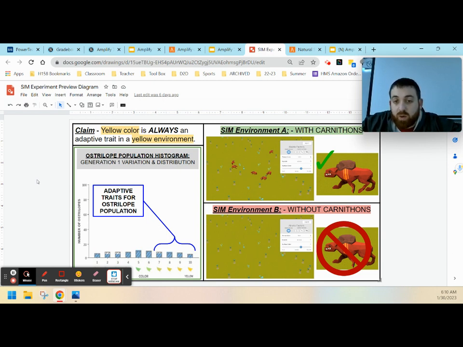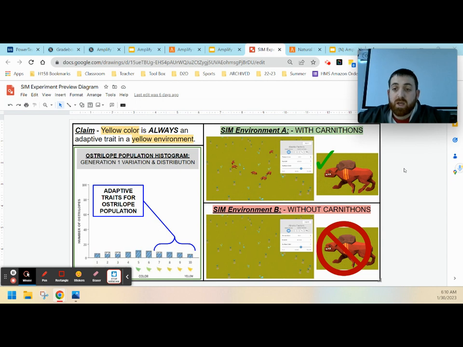More specifically, we're going to be working with our australopes and deciding if the yellow color that they have is always the adaptive trait in a yellow environment. With our experiment, we're going to be running two different sims to really look at this idea. So we're going to quickly review what the experiment's all about, how you're going to run it, and how to complete it in the sim.